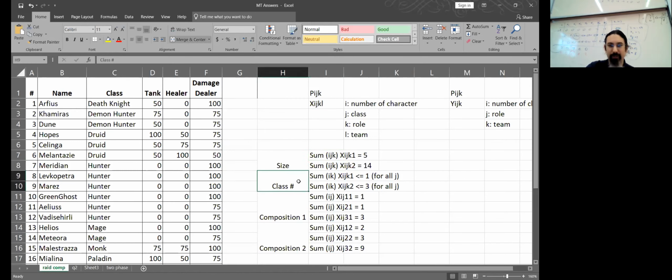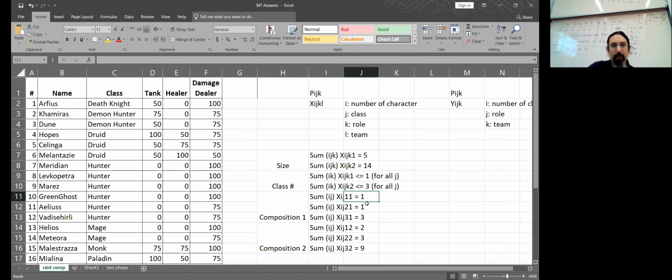Then I have to find the class constraint, class number. I know that for the first team, there can only be 1 of each class. So for all classes, the sum should be less than or equal to 1. Why less than? Because there are 5 people there, so 5 classes will be there. I don't need all 10 classes, so some of them are going to be 0 anyways. And with here, I'm saying that the number of classes cannot be more than 3. The sum number of characters in the same class cannot be more than 3. So ijk for the second team is going to be less than or equal to 3. The sum of ijk for the second team. So we're done with the class constraints anyways.